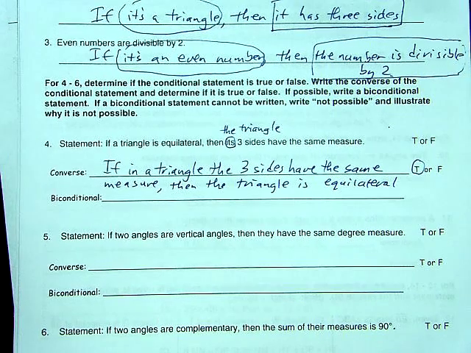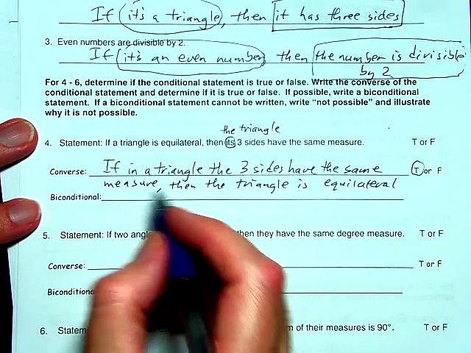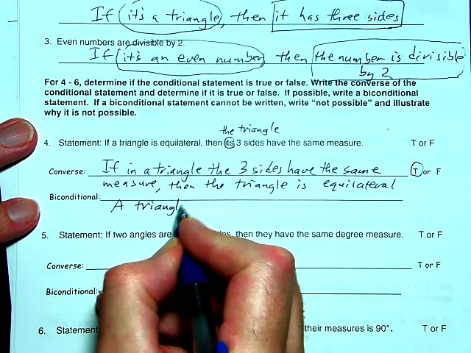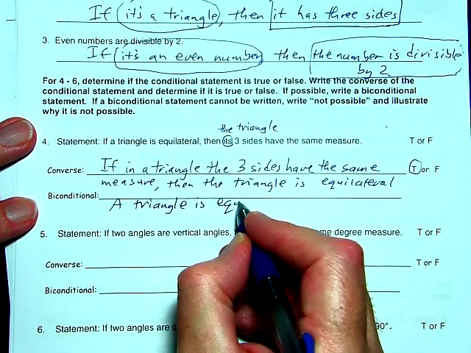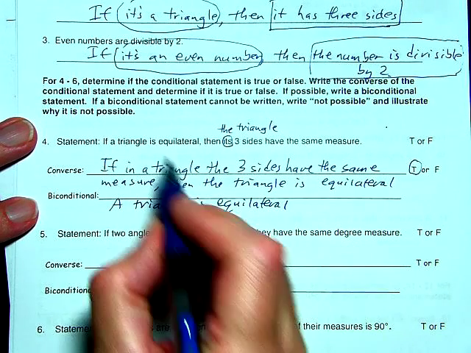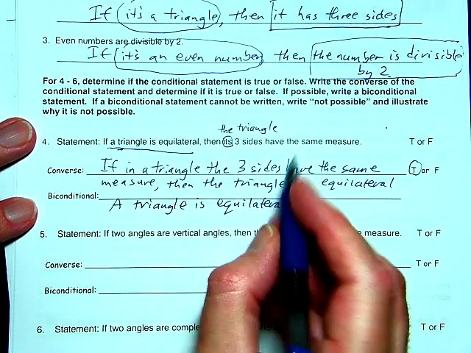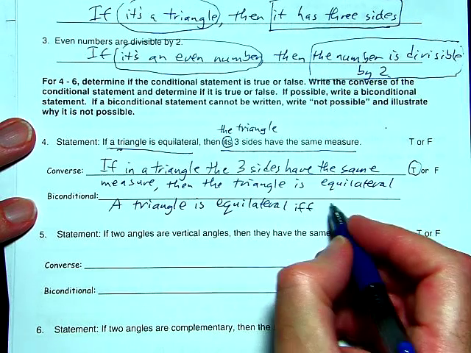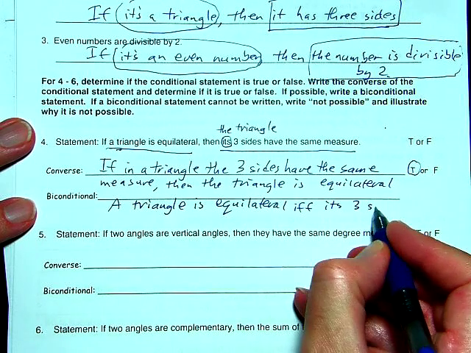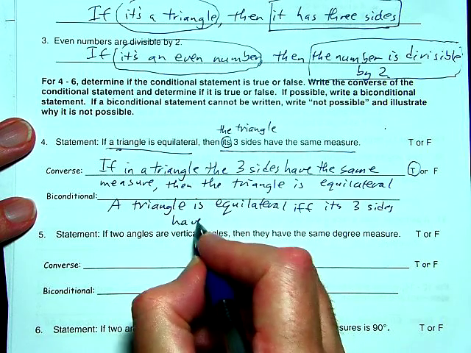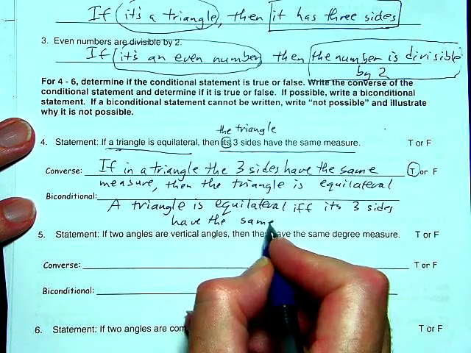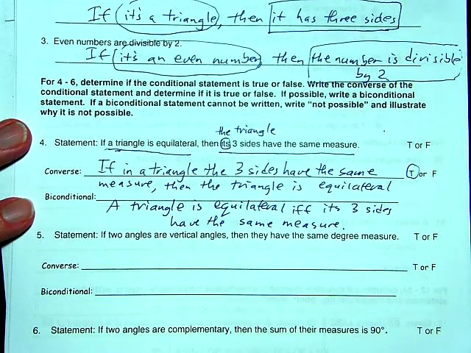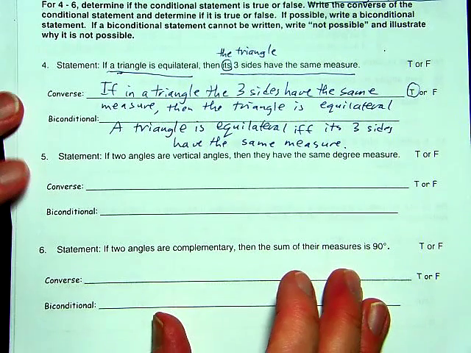So we could write a biconditional here, and we can say a triangle is equilateral. That's taking the P here. If and only if its 3 sides have the same measure. Okay, good. So that is our biconditional statement. Let's take a look at the next statement.